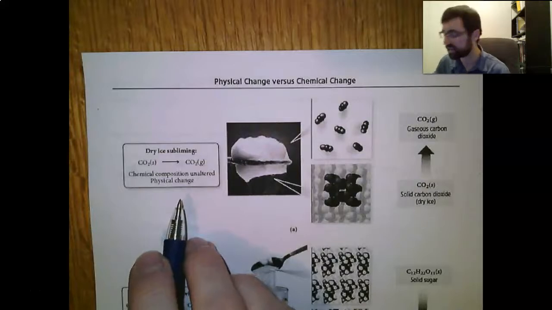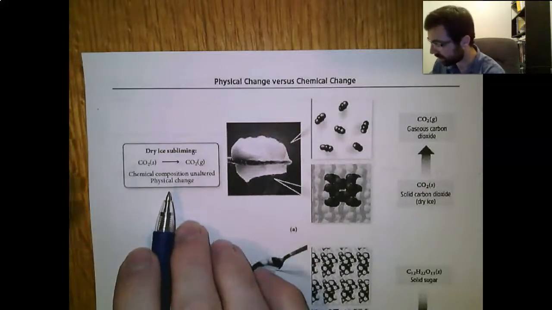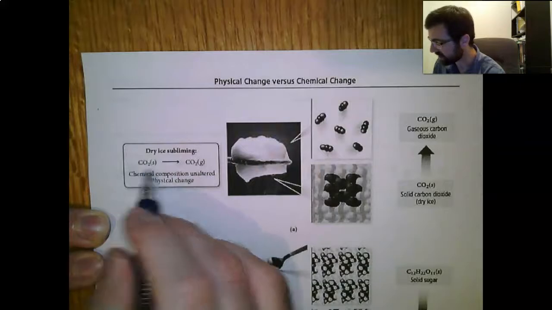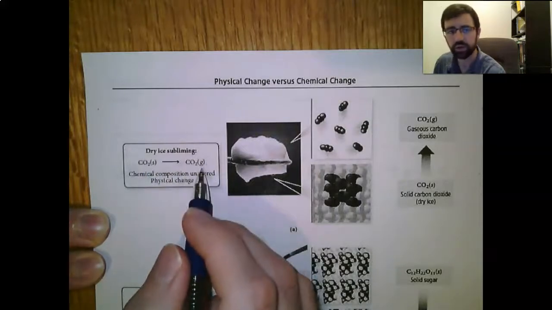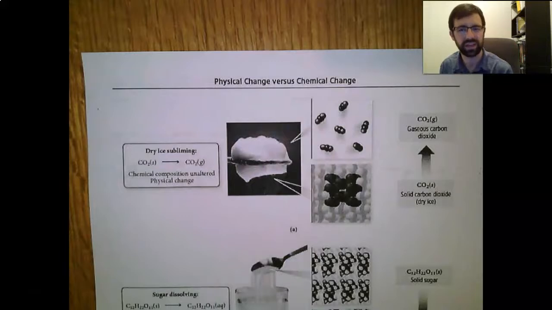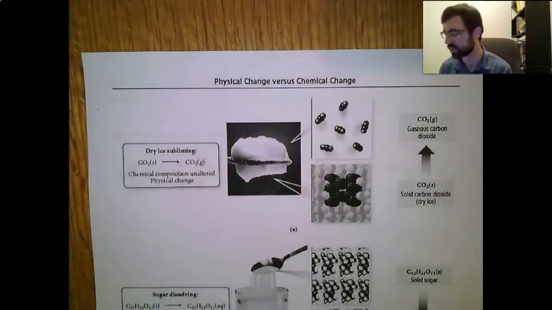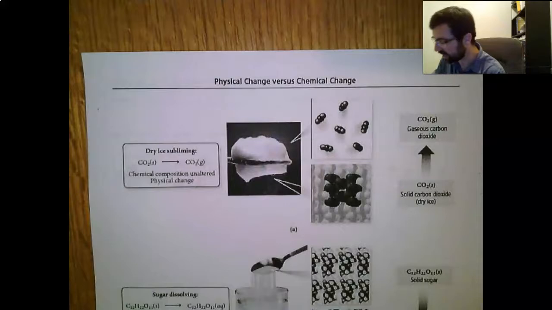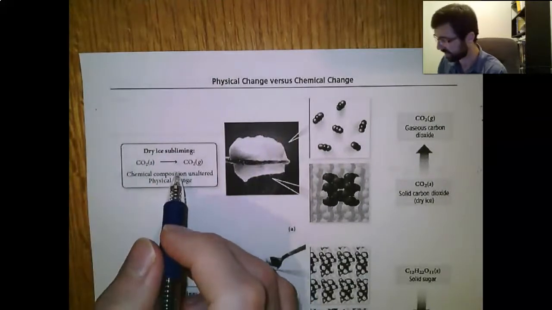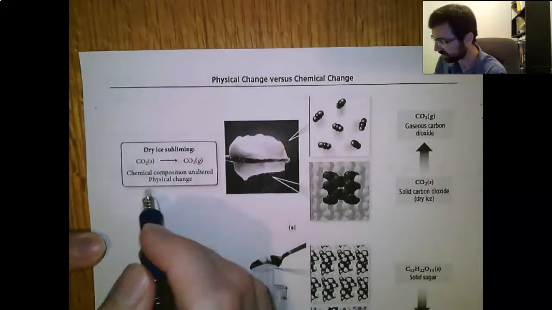All right, dry ice subliming is the first example. We're going from a solid state of matter, CO2, to a gaseous state of matter, CO2. Well, we can tell that we're going to increase the amount of randomness. The molecules will spread out. But we still have CO2. So we can say this is not a chemical change, it's a physical change, right?